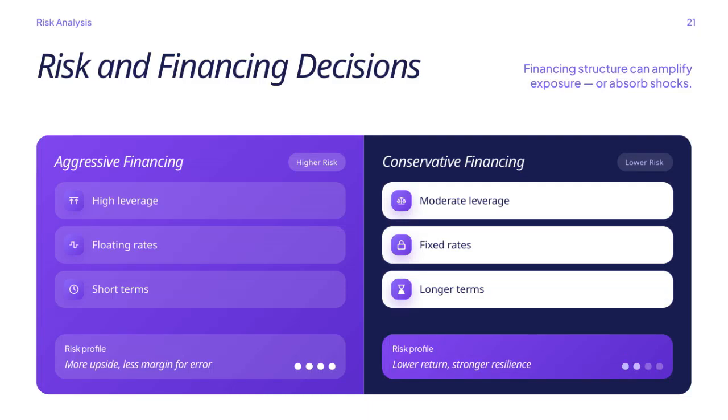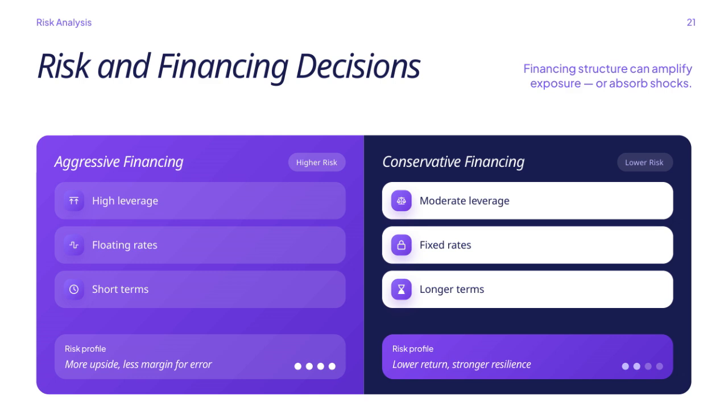When we talk about risk in financing decisions, it's important to understand how the financing structure can either amplify a company's exposure to risk or help absorb financial shocks. On one side, aggressive financing carries higher risk. This typically means high leverage, floating interest rates, and short-term debt. While this approach offers more upside potential, it also leaves much less margin for error, increasing vulnerability to market fluctuations.